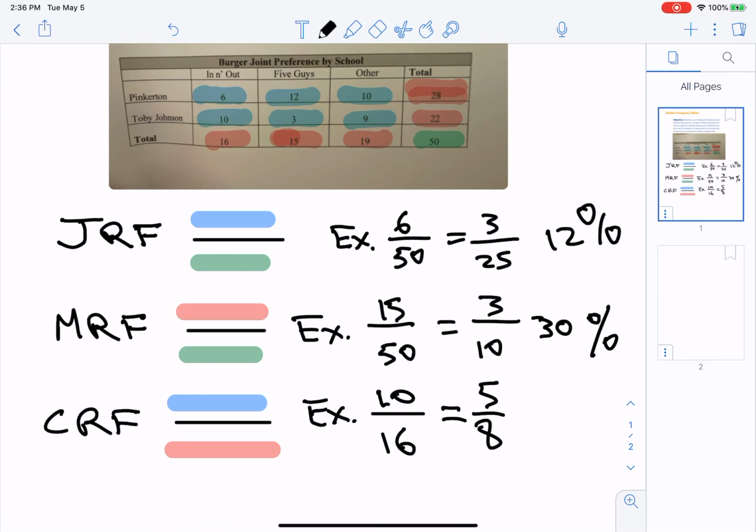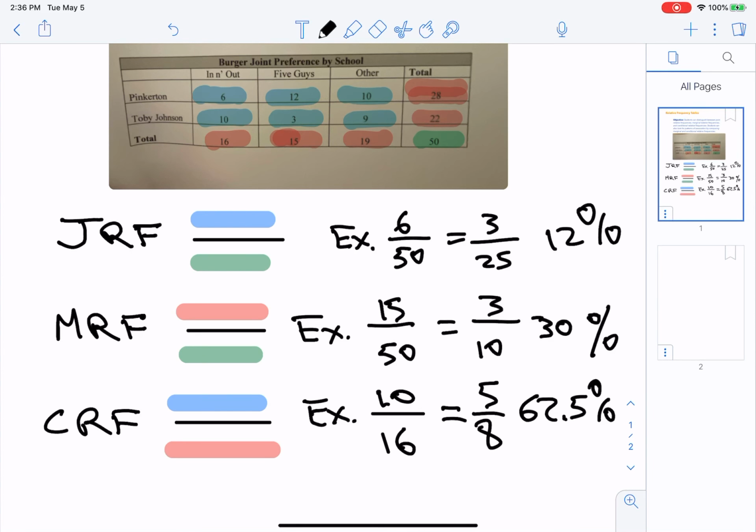I should know 5/8 off the top of my head, but since I'm live here, I'm going to calculate it. 5 divided by 8 is 0.625, or 62.5%.